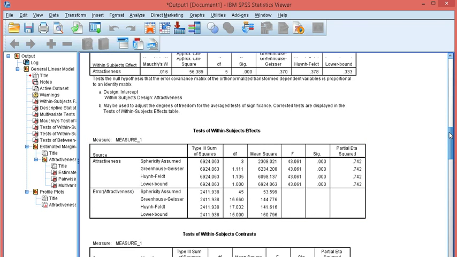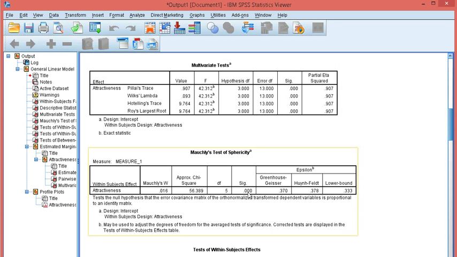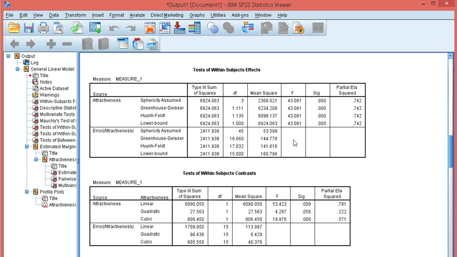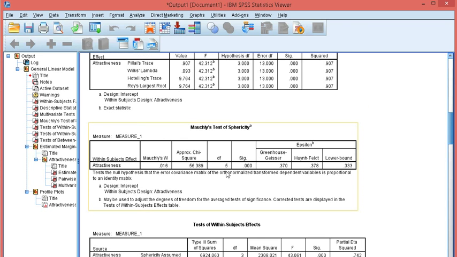Now, first, let's assume that the equality of variance was satisfied. Let's assume that this is not significant, that this is greater than 0.05. Then what we typically look at is this particular row, Sphericity assumed. So there is your degrees of freedom, your variance, your F ratio, and then your significance level. So that's what you do if this is not significant.